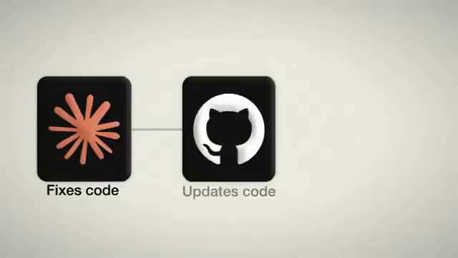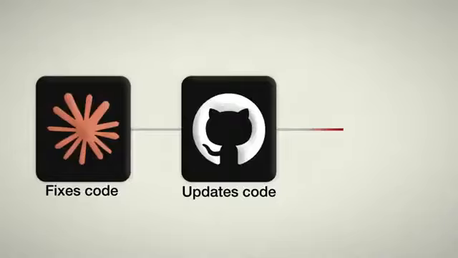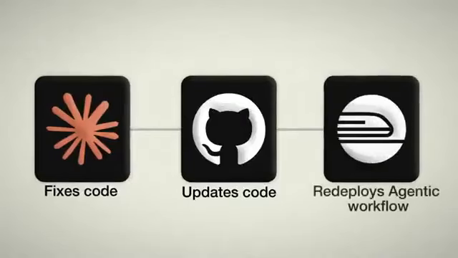Now, in terms of debugging, so when something goes wrong, the way that it tactically works, so you understand, is that, let's say there's an error. We go to Claude Code, we say, hey, there's an error. Claude Code fixes the code, which then goes to GitHub and updates the code with a new updated version. And then it goes to Railway and redeploys the actual agentic workflow.